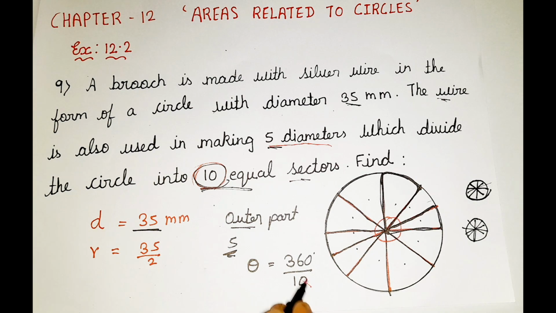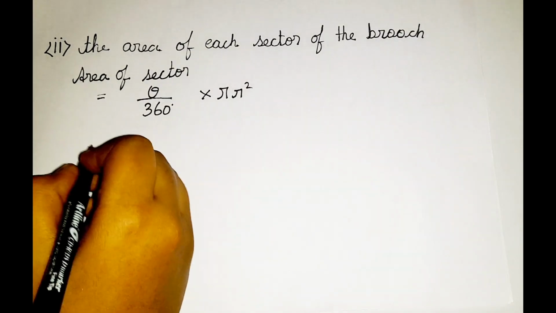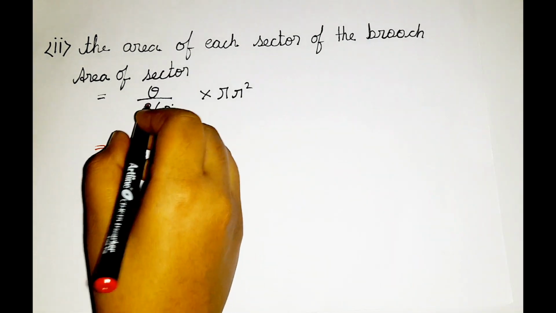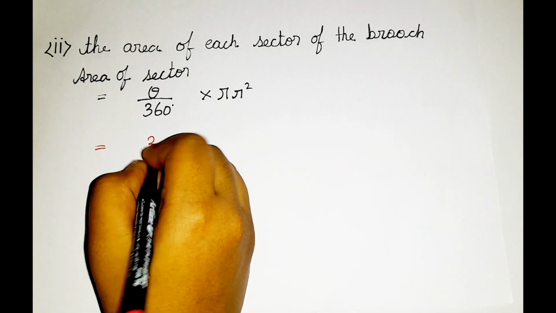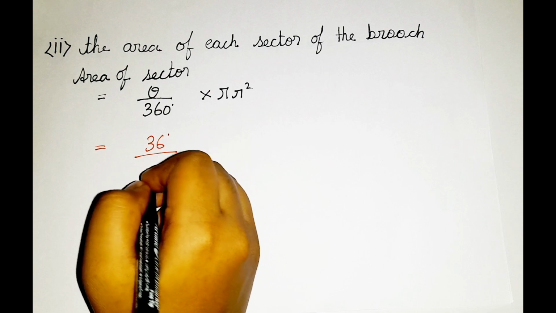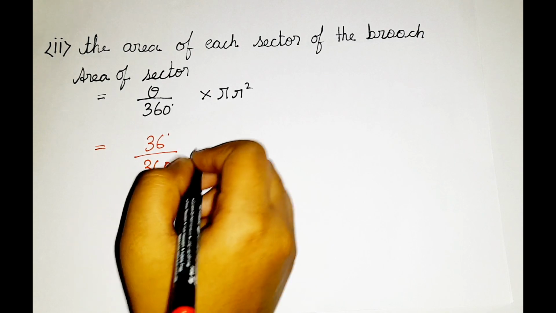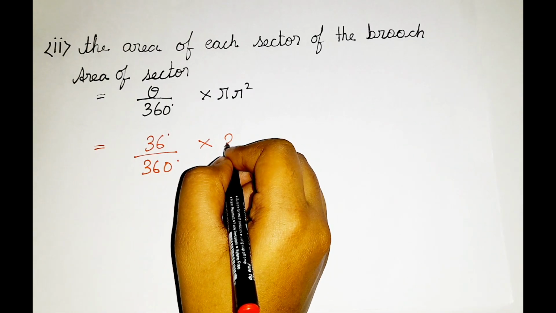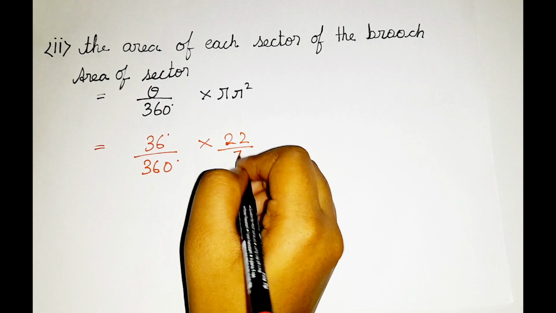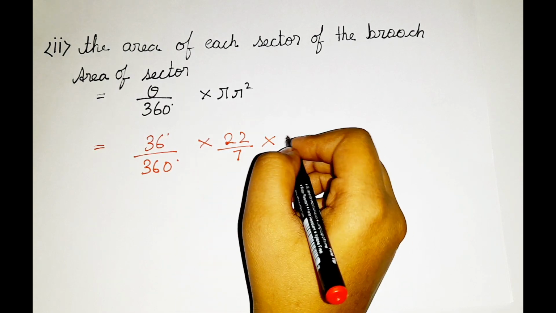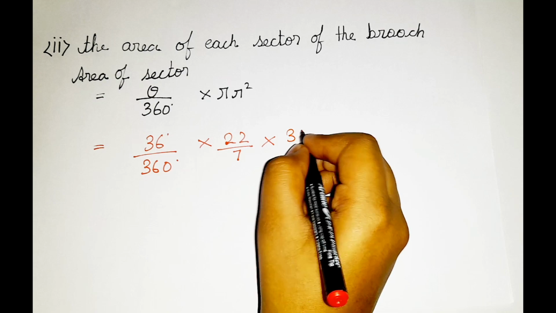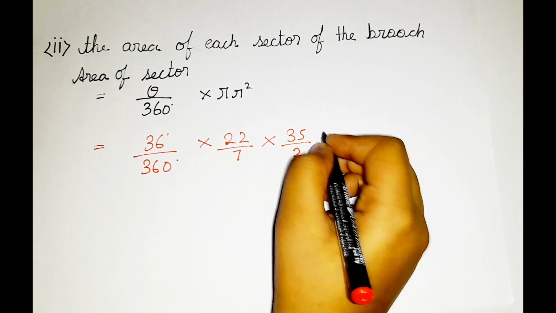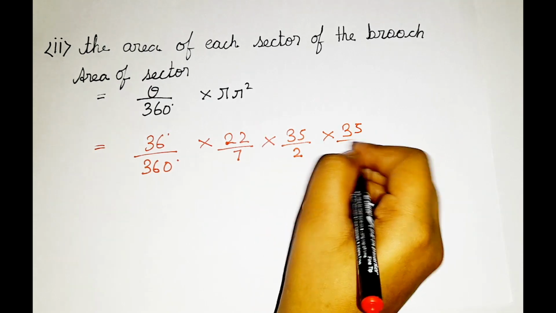Now I can cancel the zeros. When I cancel it, I get theta is equal to 36 degree. So now I have the theta. Let us apply the formula. So theta, let us write 36 degree divided by 360 degree into pi is 22 by 7 into radius r. Here it is r square. So 35 divided by 2 into 35 divided by 2.